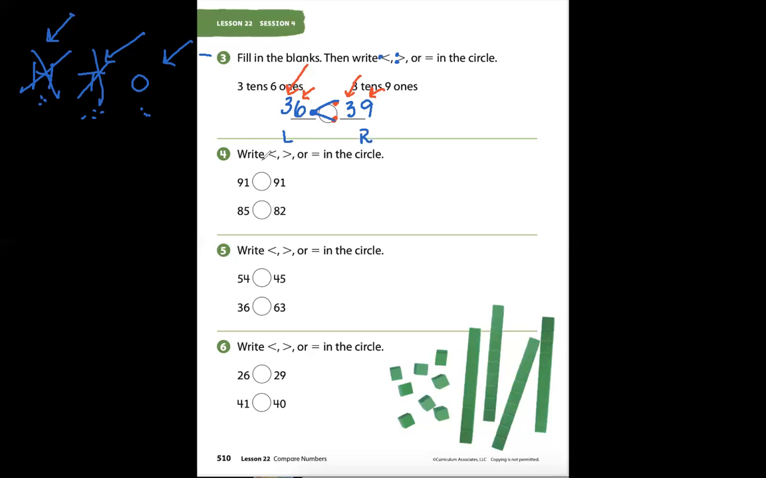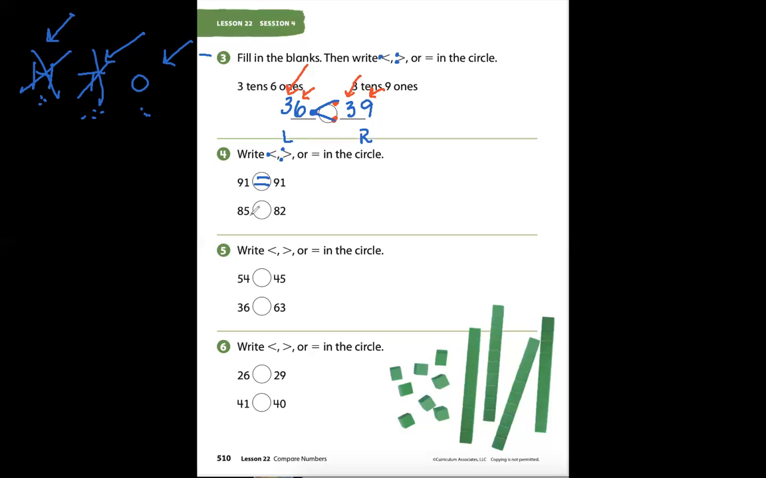Problem 4. Write less than 1 dot, greater than 2 dots, or equal in the circle. 91, 91. Those are the same numbers, so we write equal. 91 is equal to 91. They have the same value.